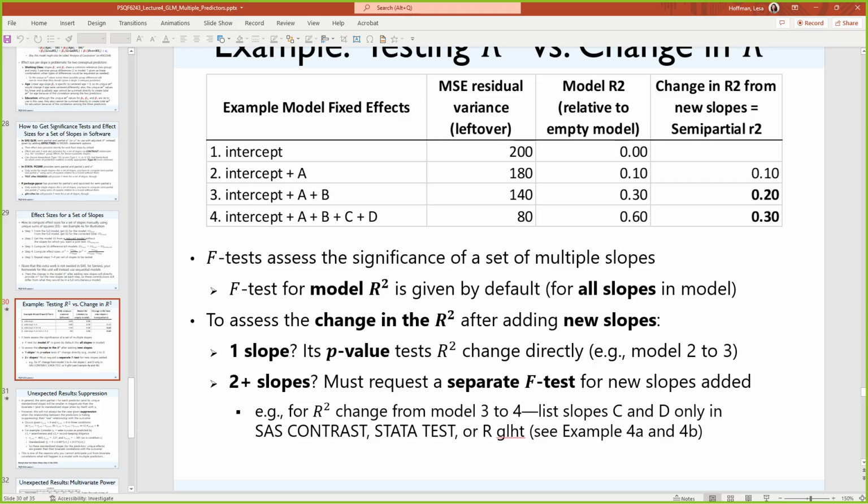So that's the only new concept, the idea of testing a group of new slopes for their contribution to the model. And the change in the R-square you can get directly by subtracting the R-square in one section minus what it was in the previous section when those slopes were not included.